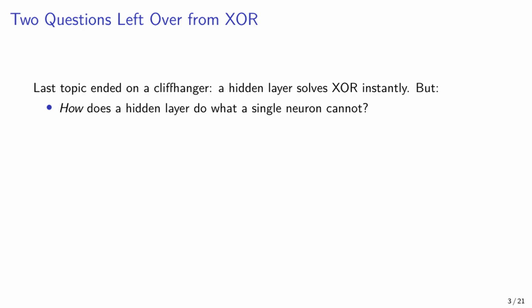Last topic ended on a cliffhanger. A single perceptron cannot solve XOR, but a multi-layer perceptron with one hidden layer solves it instantly. That left 2 questions hanging. The first is how does a hidden layer do something a single neuron probably cannot?